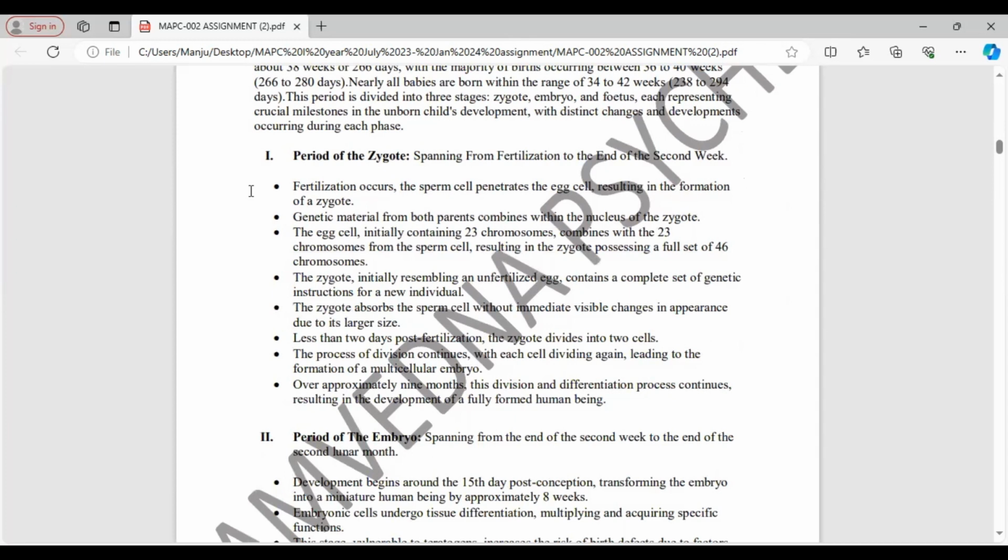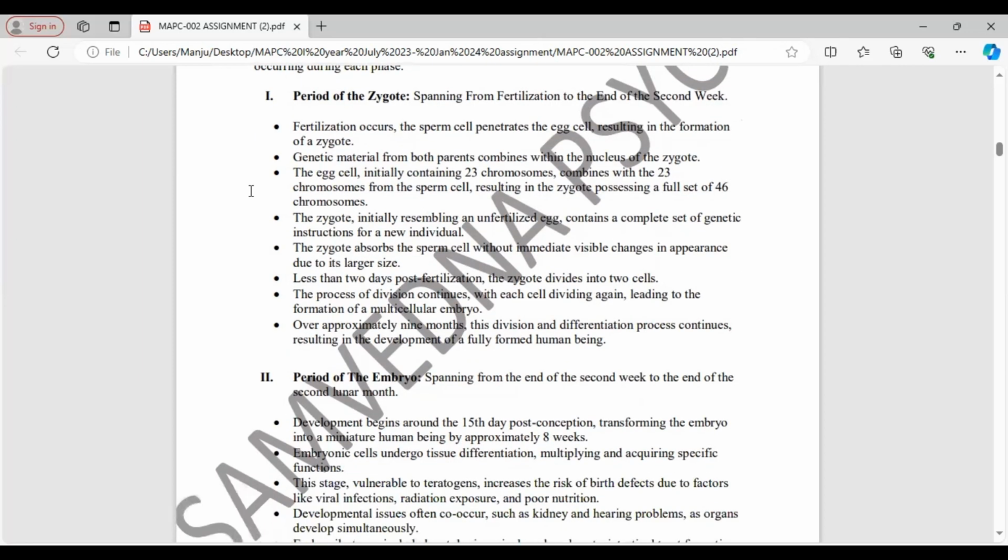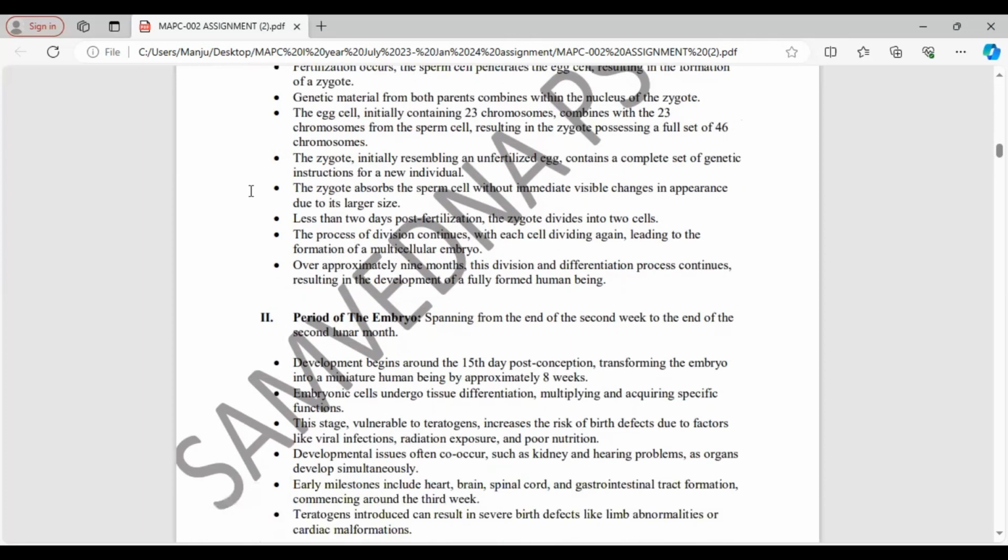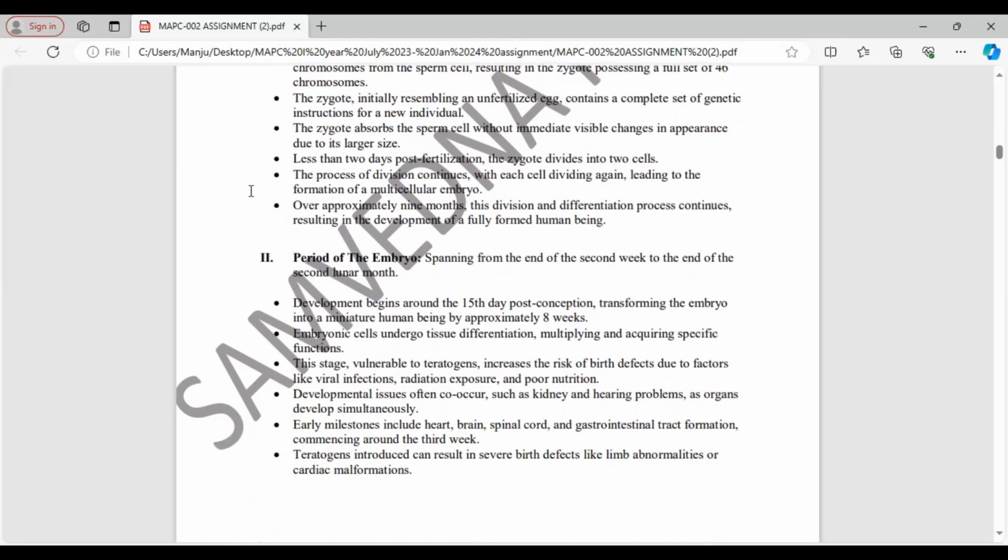Zygote: this period spans from fertilization till the end of the second week. Here, fertilization takes place. The sperm penetrates the egg cell, which results in the formation of the zygote. And due to 23 chromosomes coming from each sperm and ovum, the zygote has a total set of 46 chromosomes as found in the human being. The zygote starts dividing within 2 days after fertilization by mitosis, that is, it divides from one cell to two, and then each cell divides again in a similar manner. This way it becomes a multicellular structure, and by the end of 9 months, that is, after the fetal stage, it develops into a fully formed human being.